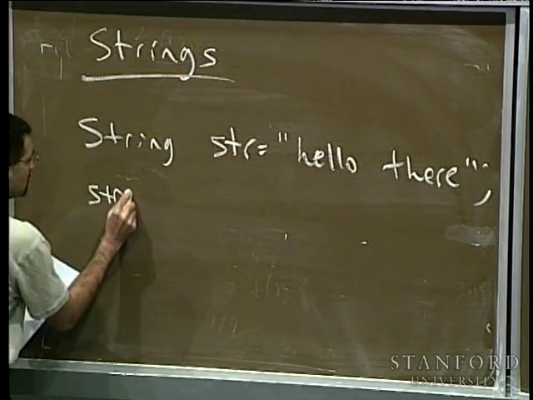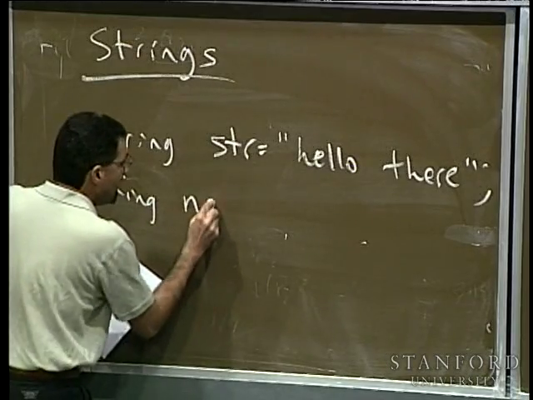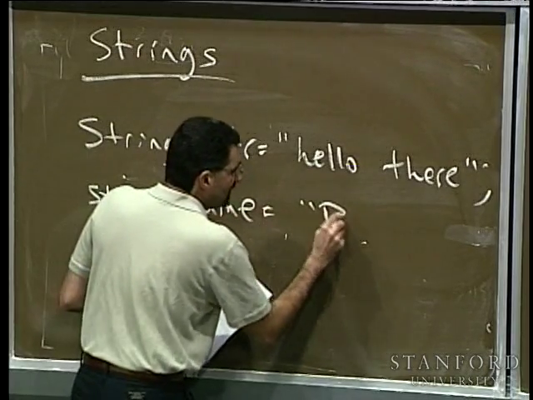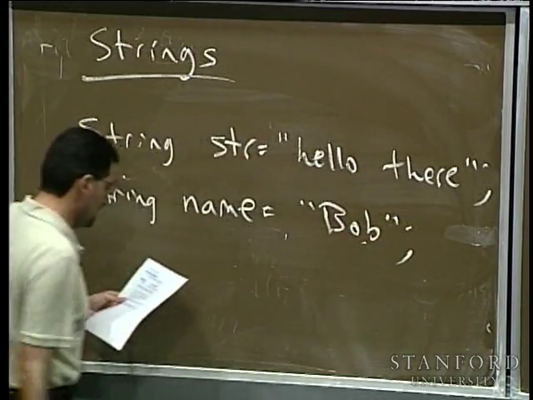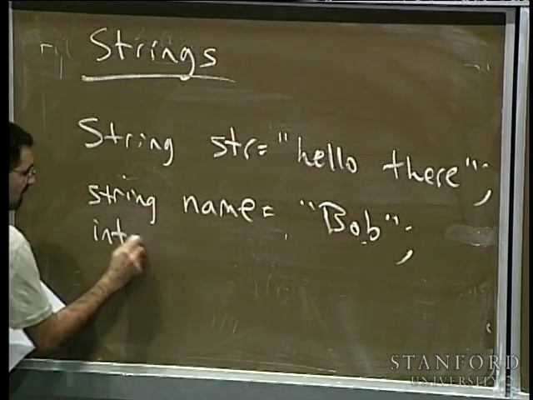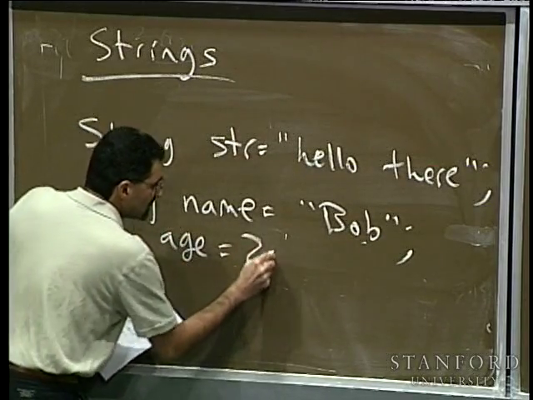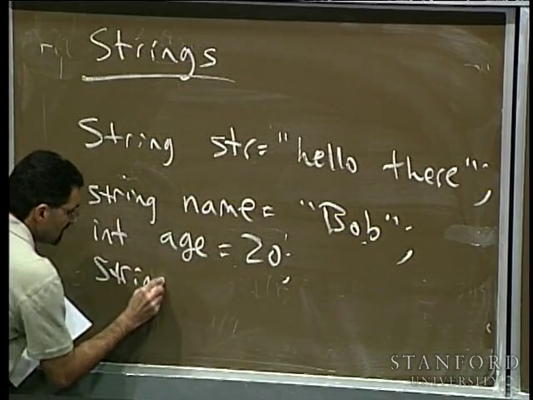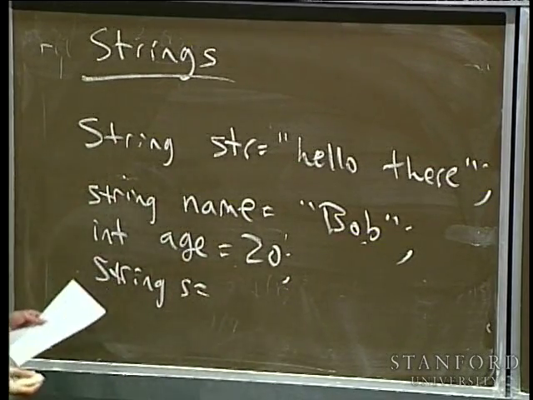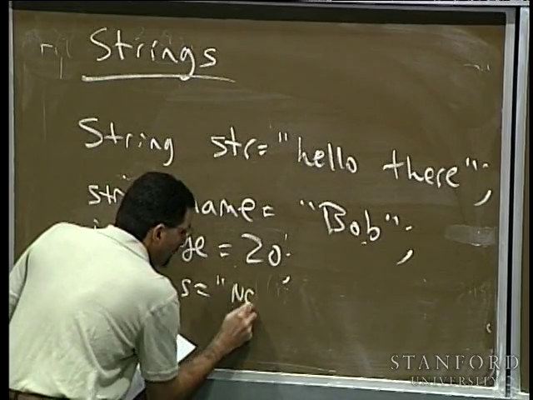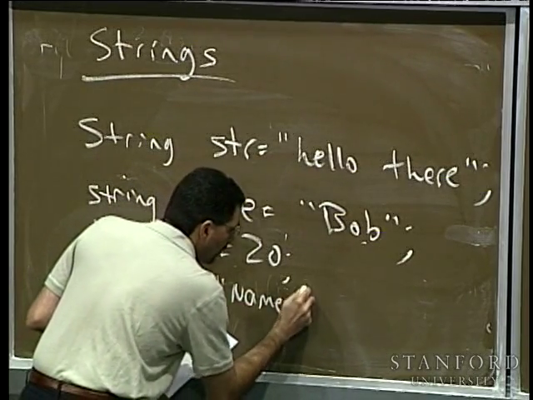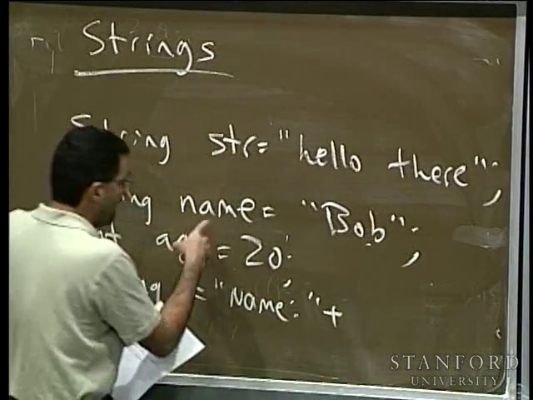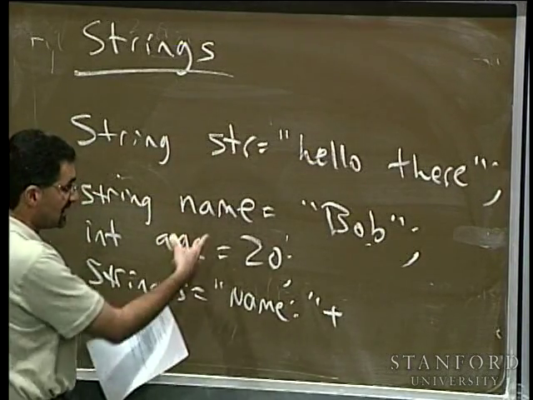So we could have some string, and we'll call this string name. We might set name equal to "Bob", inside double quotes. And we might have some integer age, which is just set to 20. And then we might have some other string s, which we want to set to be something like "name:" plus, and then whatever the name actually is in this other string.